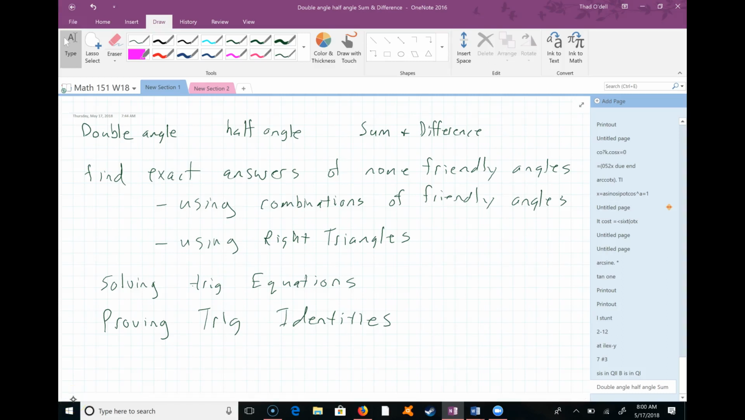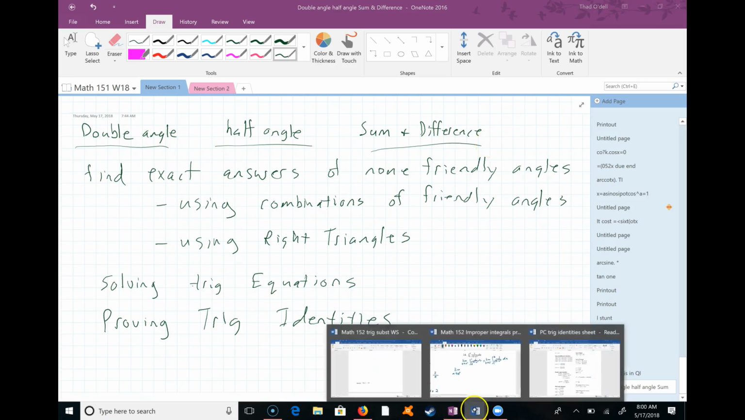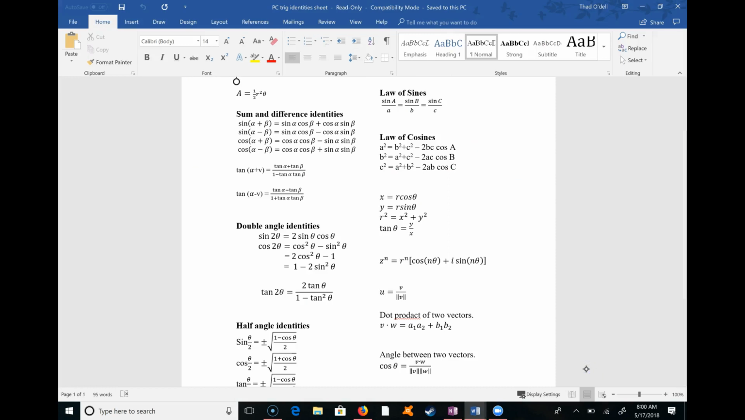So this video is going to focus on double angle, half angle, and sum and difference identities. So you see that across the title here. And those are located on your trig identity sheet. If you haven't downloaded that and printed it off, you should. It's in Canvas, I think in a couple different modules. But it's definitely at the top of the analytical module.